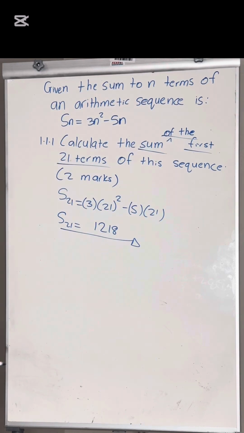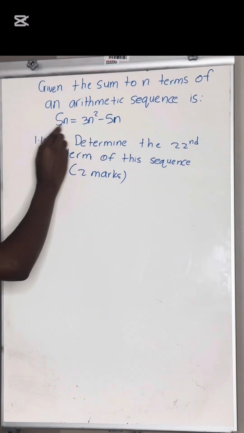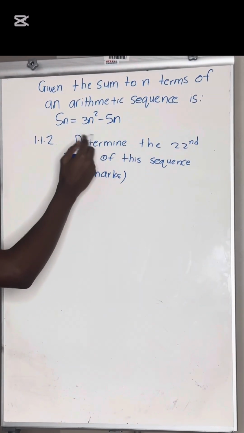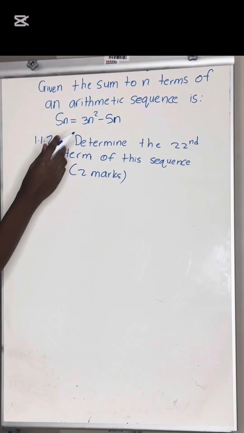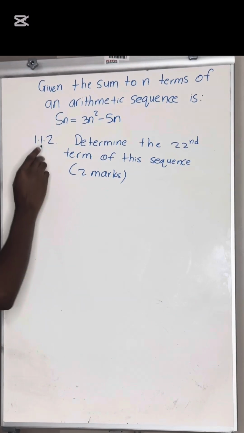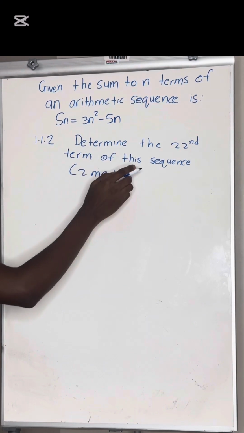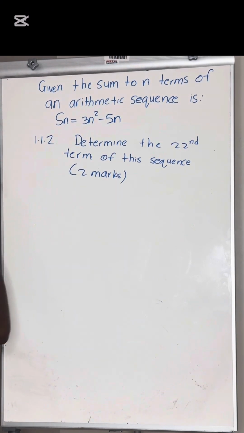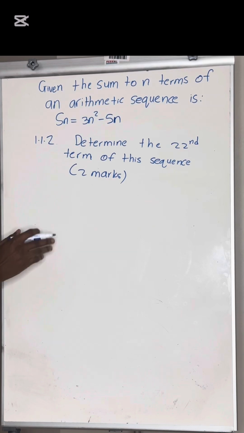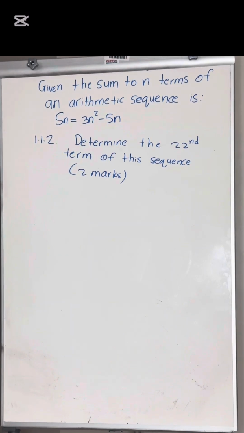Which is the sum of the first 21 terms of this sequence. So remember, we still have the summation formula for this arithmetic sequence, Sn is equal to 3n squared minus 5n. So the second question says we should determine the 22nd term of this sequence for 2 marks. Now I'll try using a much simpler example so things can be easier for you.